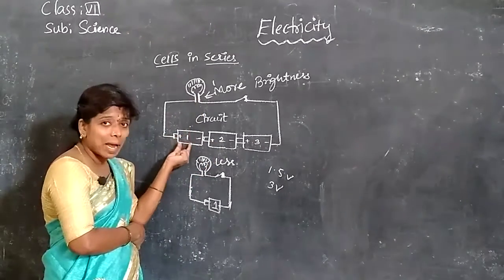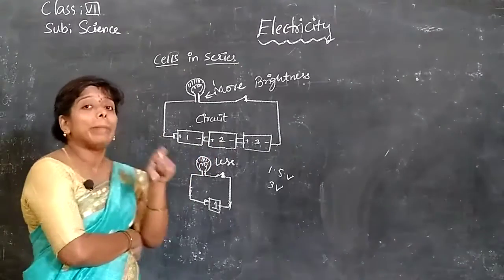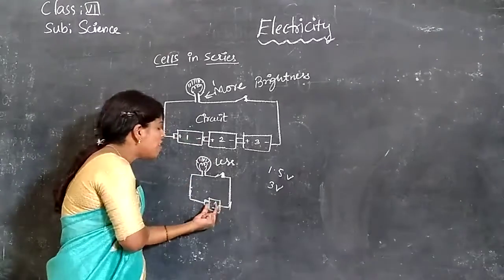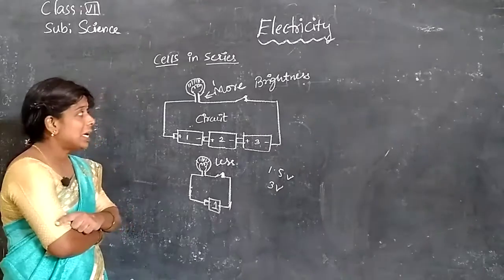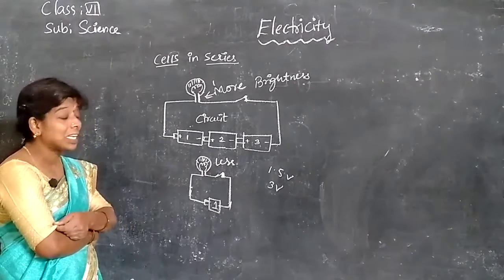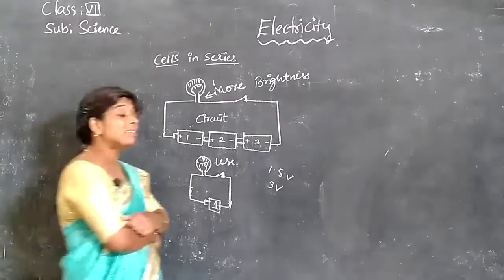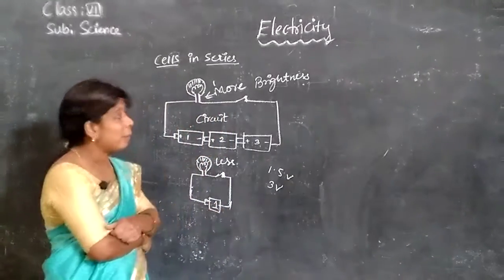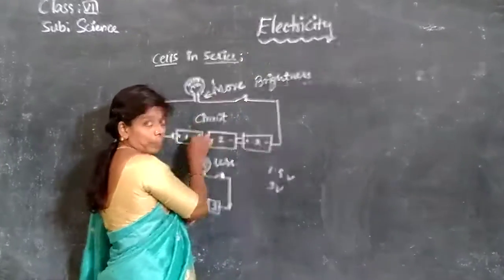In this battery, what is there? Chemical energy. More amount of chemical energy is changed into electrical energy in this case. Here only one battery's chemical energy is used to glow this bulb. Chemical energy is changing into electrical energy, and the brightness is changing. Observe that the brightness is changing. And here, important, when cells are in series, brightness will be more.